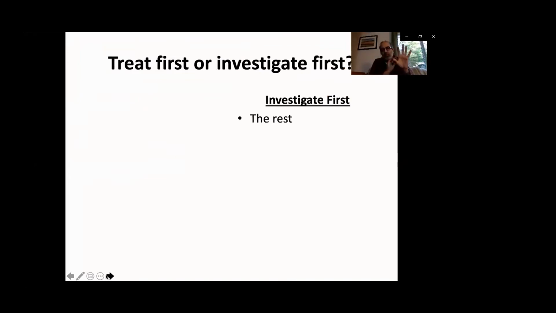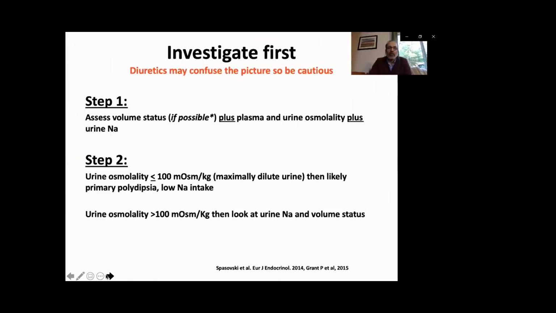If on the other hand you don't have any of those treat-first symptoms, then all the rest of the patients, at least from my perspective, I would like to investigate them first before I initiate treatment. Now, how to investigate? If the patient is on a diuretic, particularly thiazide, that will confuse the picture, so you stop that. Step number 1, assess volume status if possible. And I say if possible because the main problem with the volume status is that even in expert centers, or where people who deal with hyponatremia on a regular basis, assessing volume status is not something that is very easy.